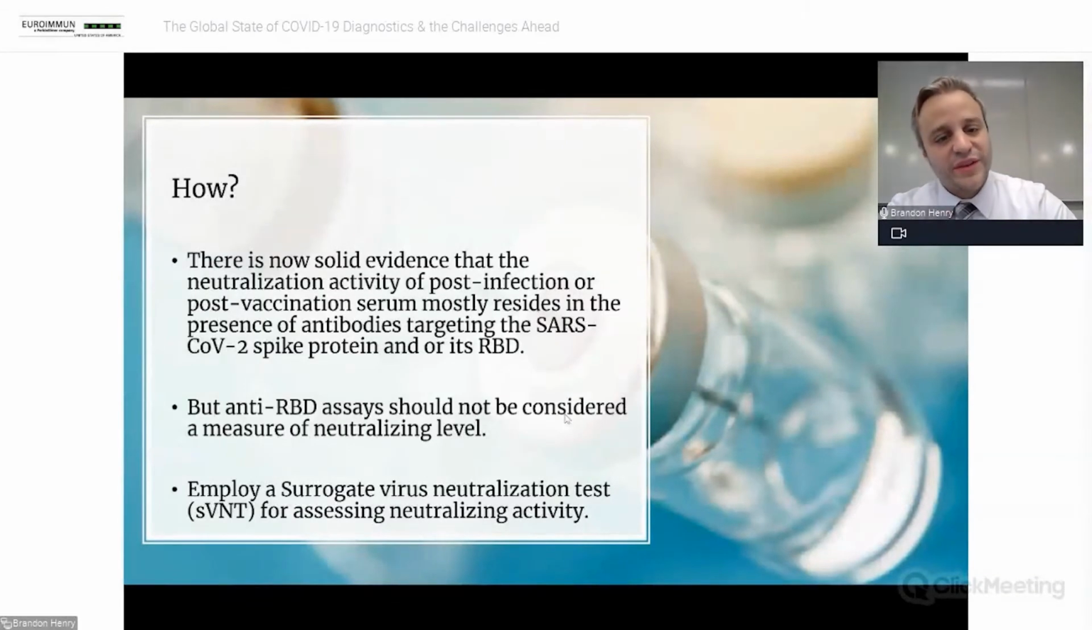But it's important to point out that anti-receptor binding domain assays should never be considered a measure of neutralizing level. We talked about that before, and I'll highlight it again, because neutralizing antibodies are defined as an antibody that binds anywhere on the virus and blocks its binding to the host receptor ACE2. So it's better to employ a surrogate viral neutralization test for assessing neutralizing activity.